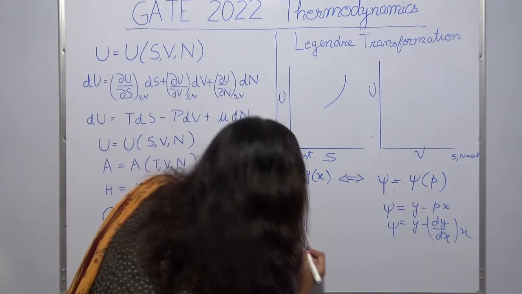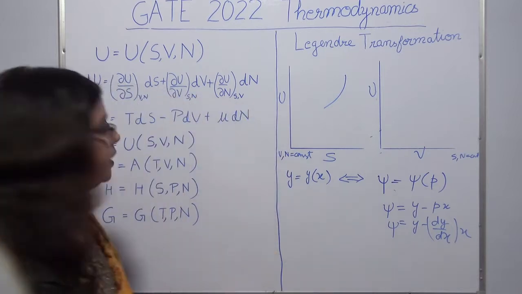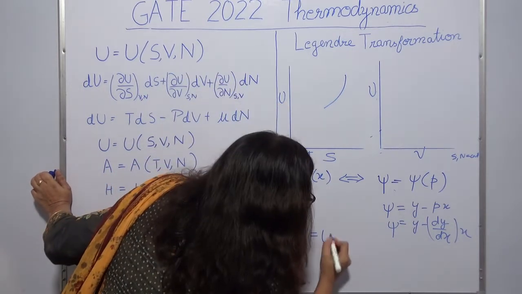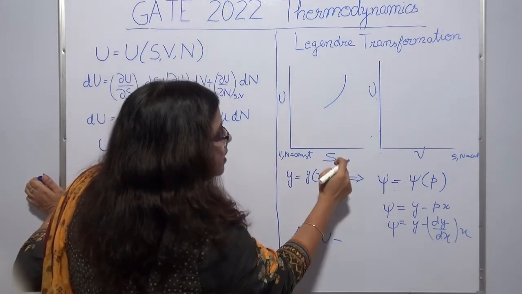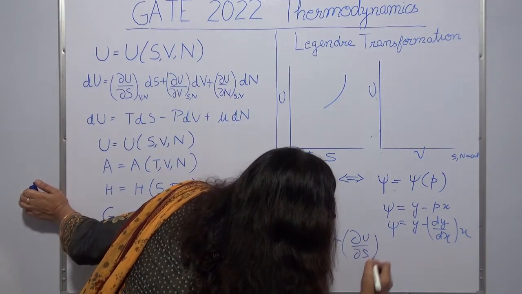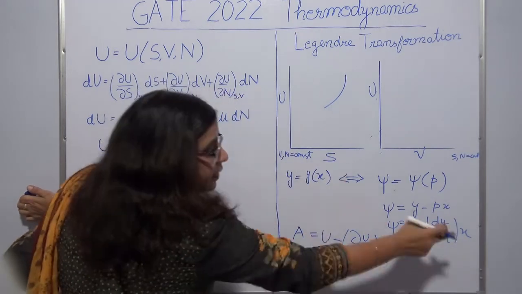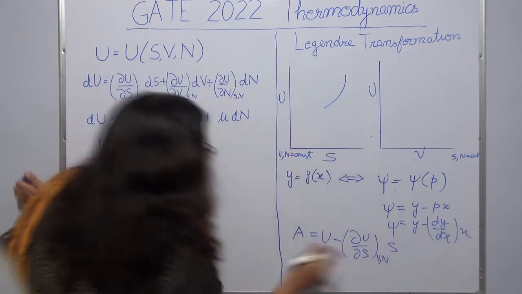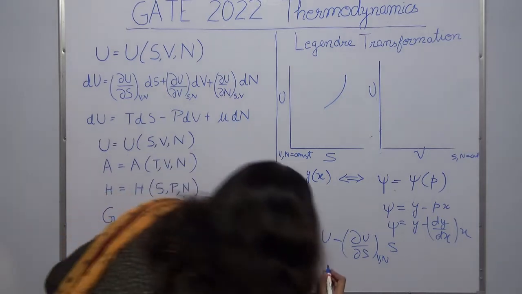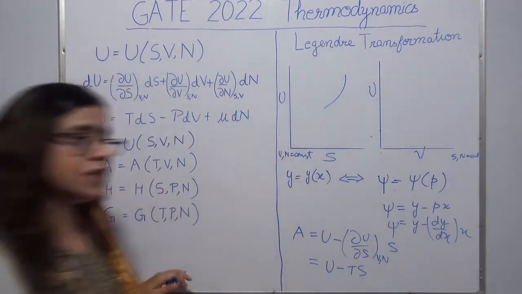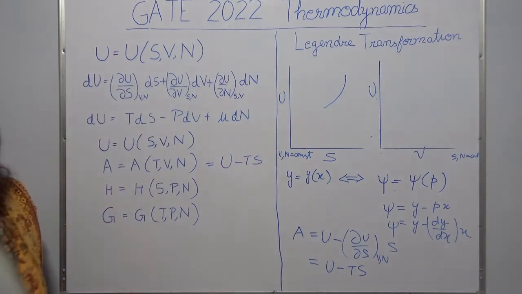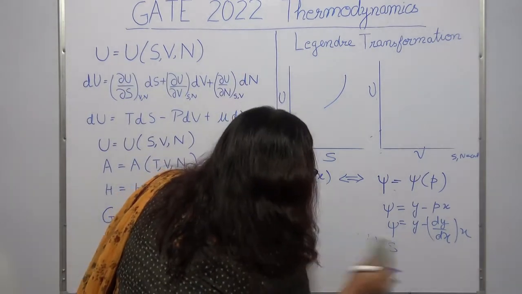So I am defining a function psi, let's call it right now A, and that is equal to y, which is nothing but U. dy by dx is del U by del S at constant V and N. So I write del U by del S at constant V and N, multiplied with x, which is S. Now come back over here: del U by del S at constant V and N is nothing but T. So now I have come up with the definition of A, which is A equal to U minus TS, which I am going to write over here. Now let's see this case.